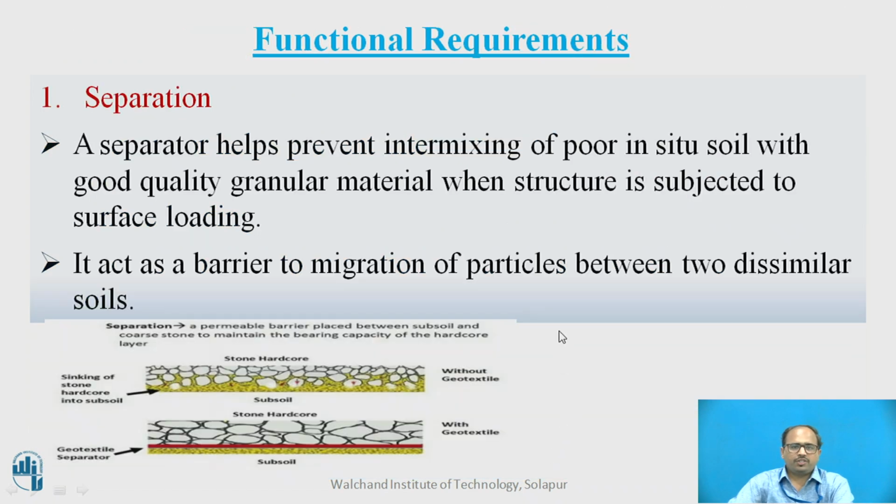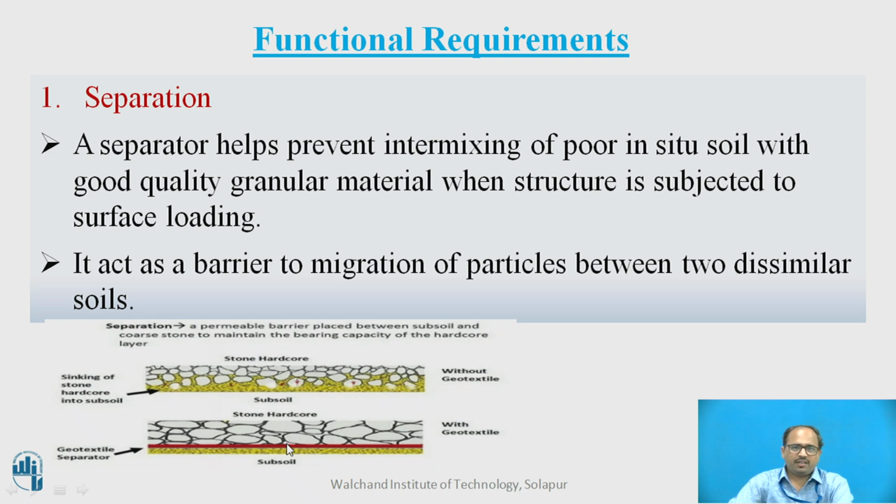Then again, in geosynthetics there are different functional requirements, like separation and reinforcement. We will discuss the functions of geosynthetic material one by one. The first one is separation. A separator helps prevent intermixing of poor in situ soil with good quality granular material when a structure is subjected to surface loading. Please observe these two diagrams. The first diagram is without reinforcement, and the second one is with reinforcement of geotextile.